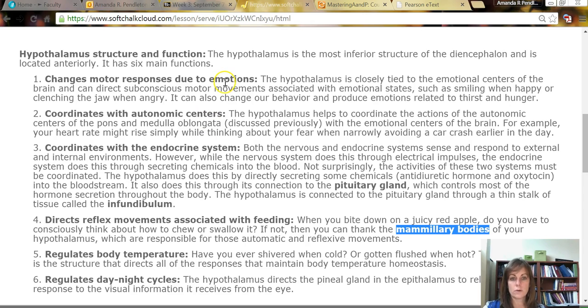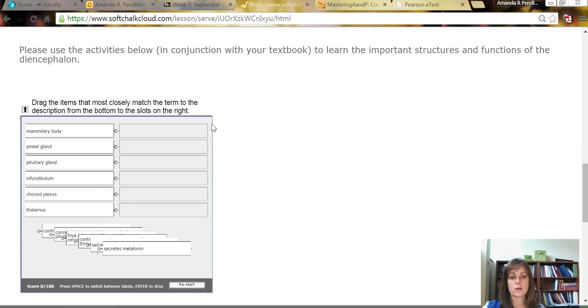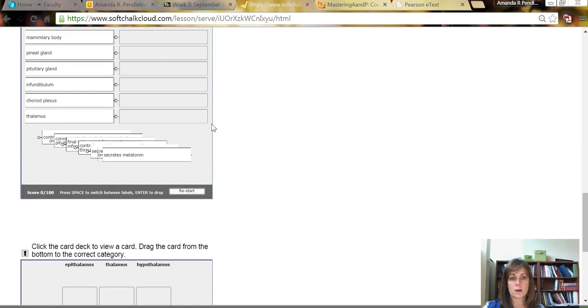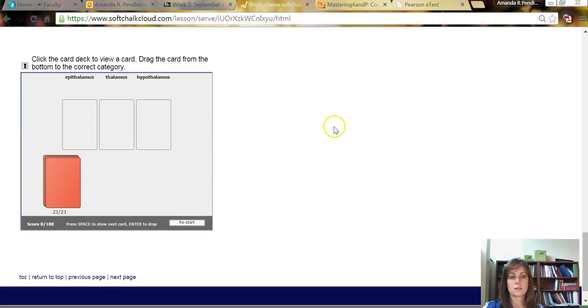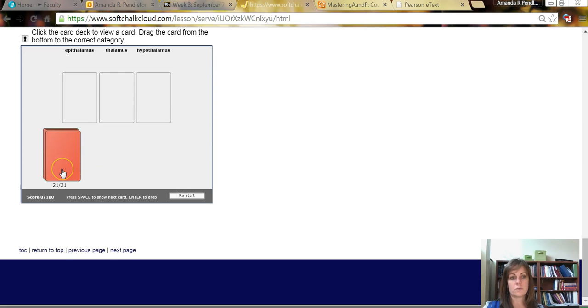You can read through these different things as you learn about the different parts of the diencephalon. Again, here's some of the parts, link them up to functions, and then learn to separate which part, which function belongs in each of these three subregions.